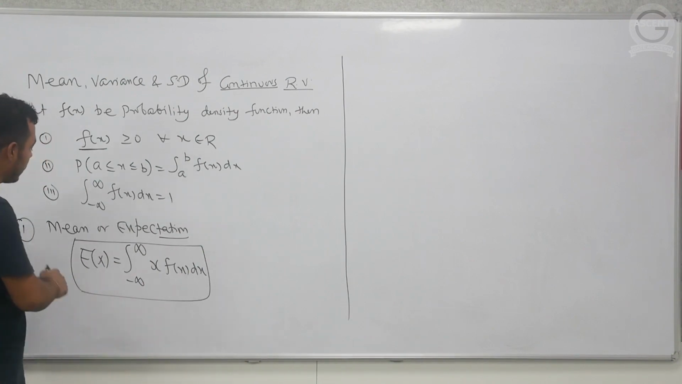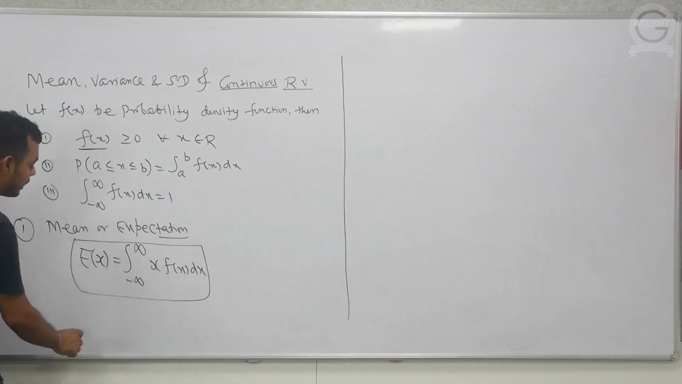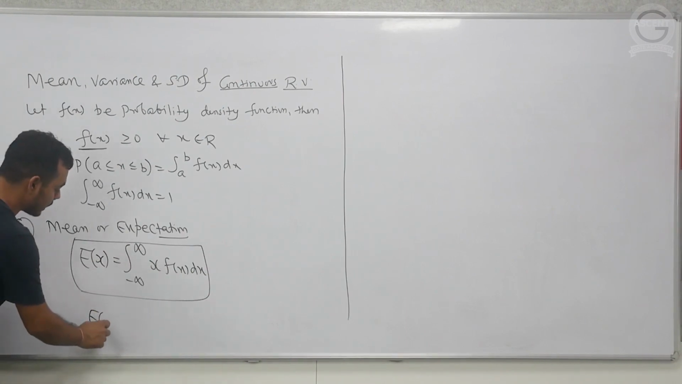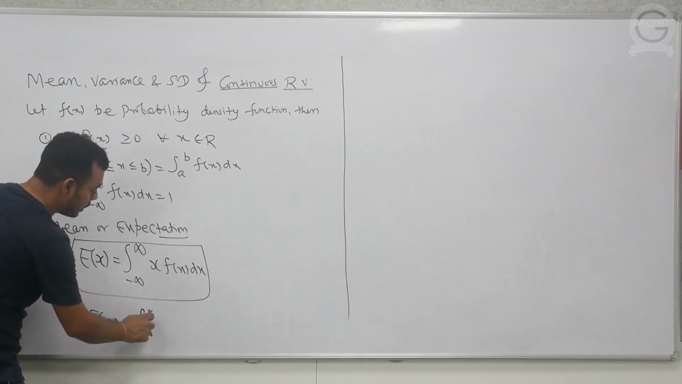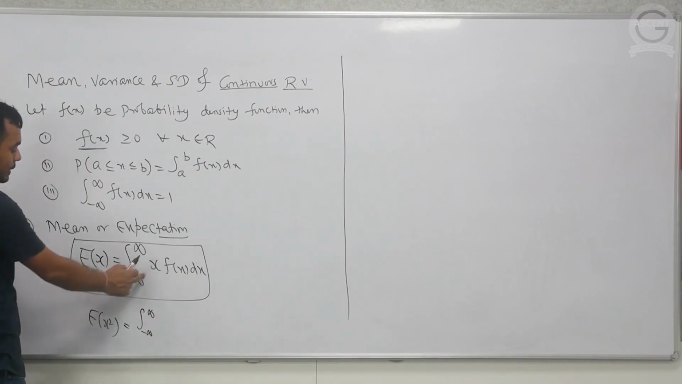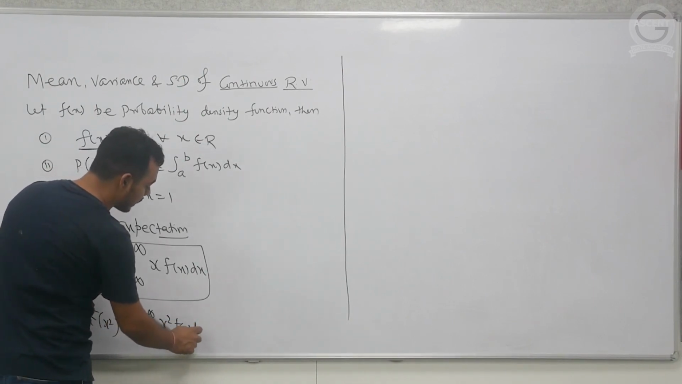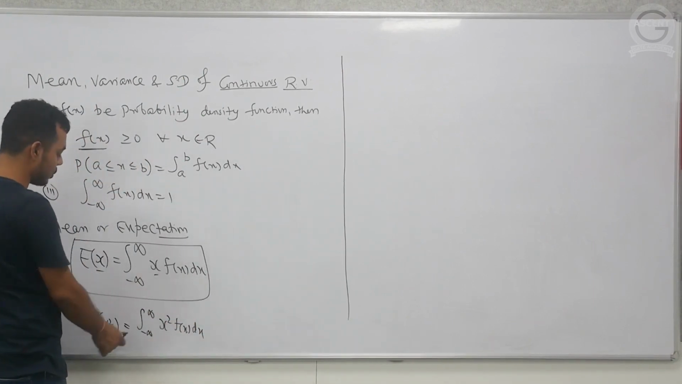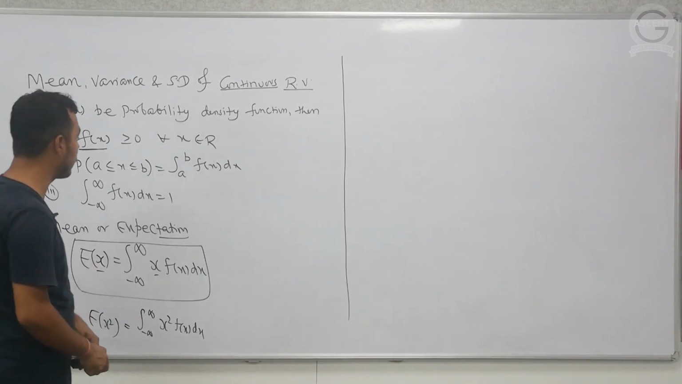Now one more important thing, if you have to calculate expectation of x, then you have x here. So if I have to calculate say expectation of x square, so now this will be integration minus infinity to infinity, and you have to replace x by x square. So you will get x square fx dx. For x you have x here, so for x square you will have x square here. So this is the formula to calculate mean.